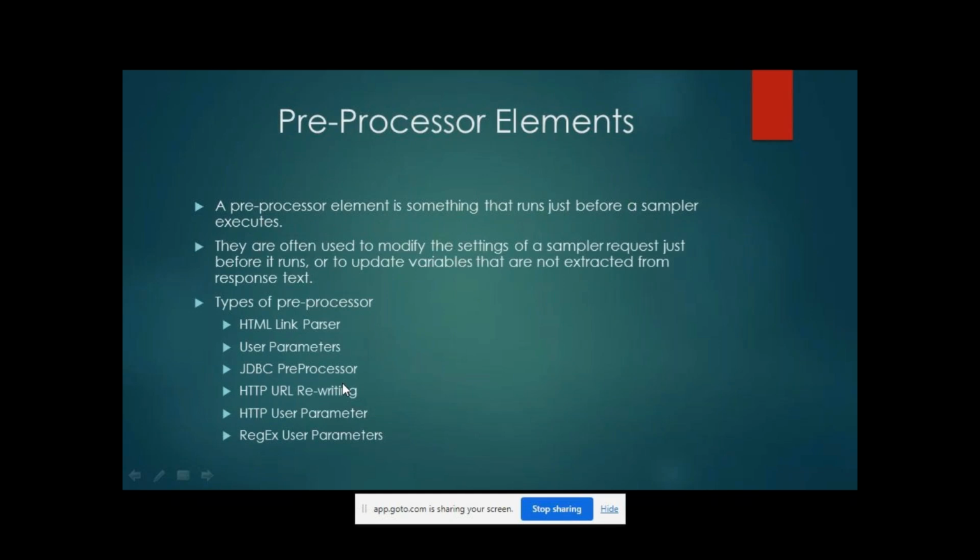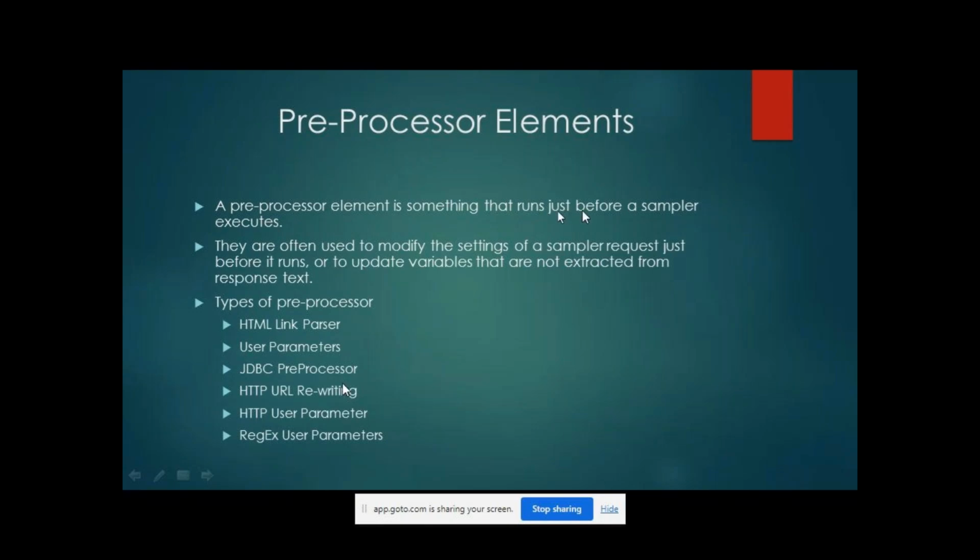Next is the preprocessor element. As its name says, whenever you are sending a request, basically hitting a sampler, just before hitting the sampler you may need to perform some activity. For example, you have a sampler with an API request, and in the API URL you have an I value going inside that URL. Just before that sampler is hit, you need to increment that value. So in the preprocessor you do that and pass that value to the sampler.